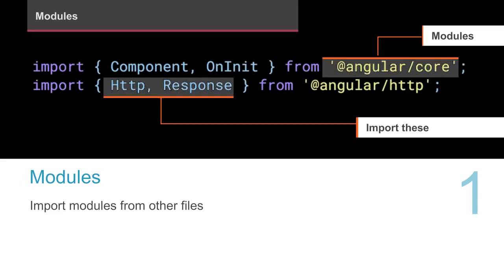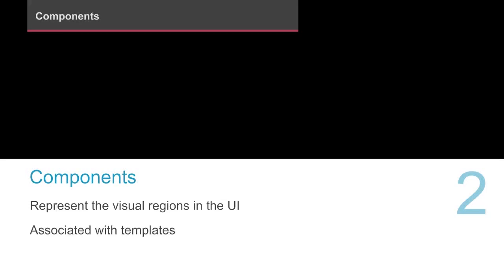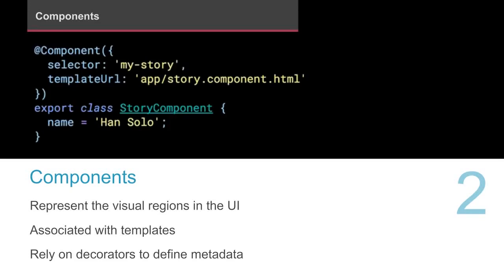All right, so once we have modules, how do we define the components? These are going to represent the visual regions in our application. And again, they're associated with our templates, our HTML. And they're going to use something called a decorator to define metadata. So let's explore what this guy looks like. Up top here, we've got a story component. That's our class. A component is just a class, and it's got a property in it called name.